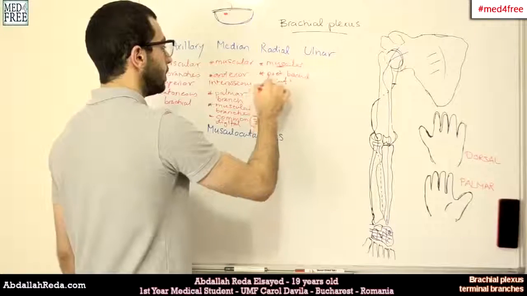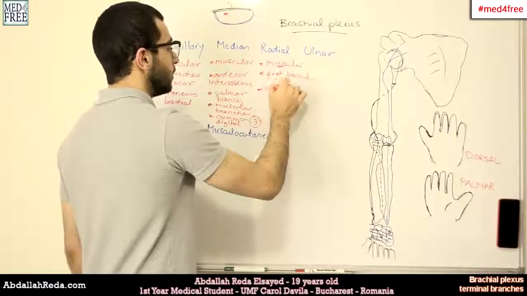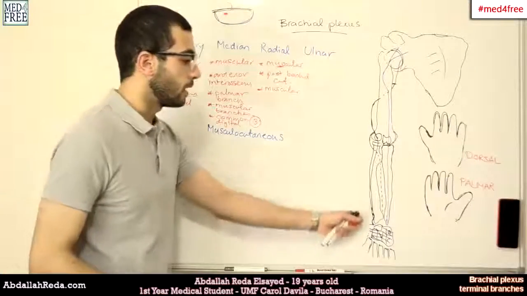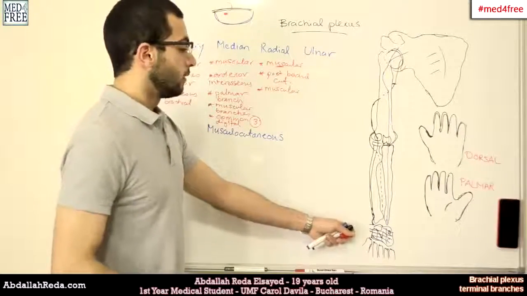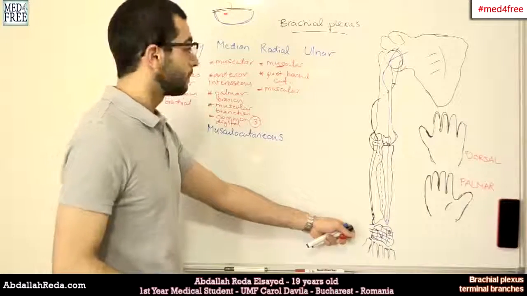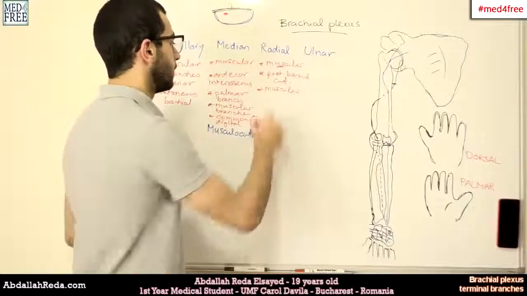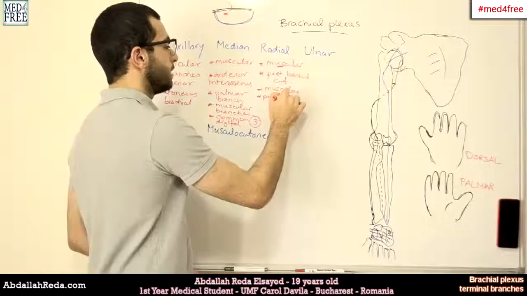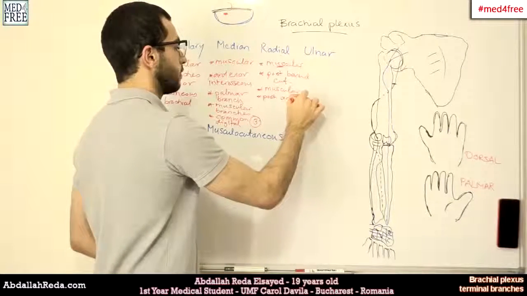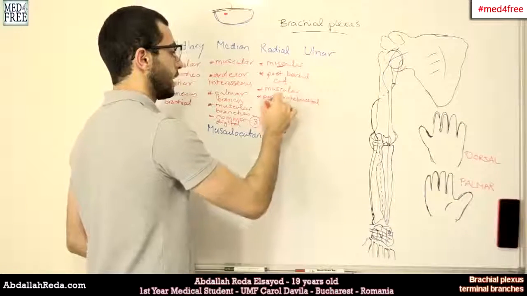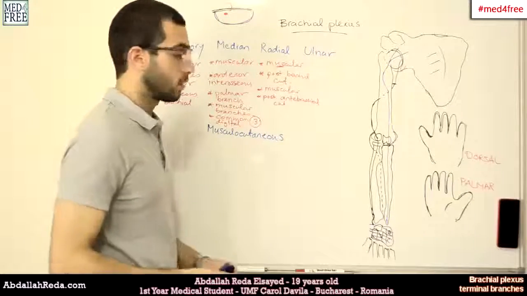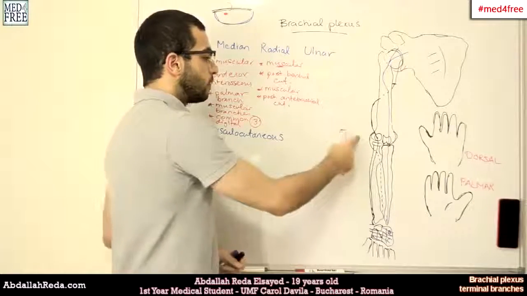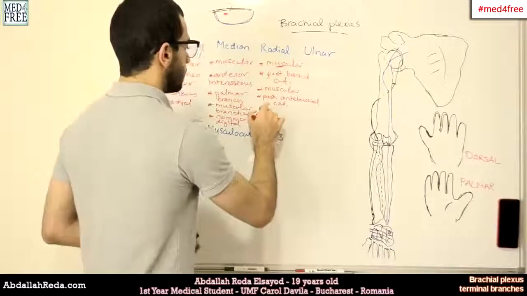Then we have muscular branches for the posterior compartment of the forearm, the extensors. So they're supplied by the radial nerve. And similarly, we have a posterior antebrachial cutaneous branch for the skin of the posterior aspect of the forearm. And the superficial branch and the deep branch.